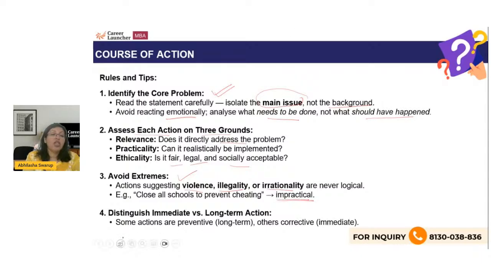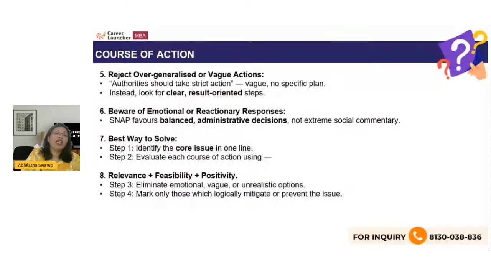Then also distinguish long term versus immediate actions. Some actions are preventive, so they're long term. Some are corrective, therefore they are immediate or short term. Depends on the nature of the problem also, whether your solution is going to be long term or short term. Then you reject overgeneralized or vague actions. So any action that is very vague, not specific, eliminate that. Look for clear result-oriented steps.